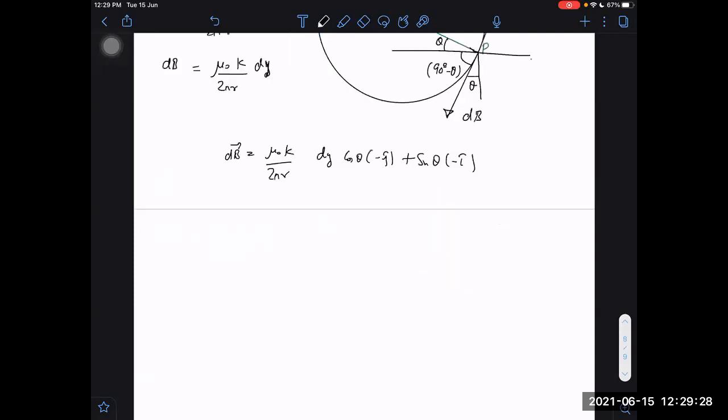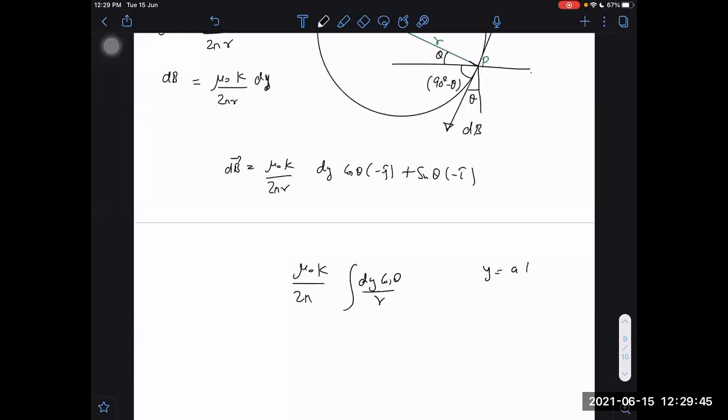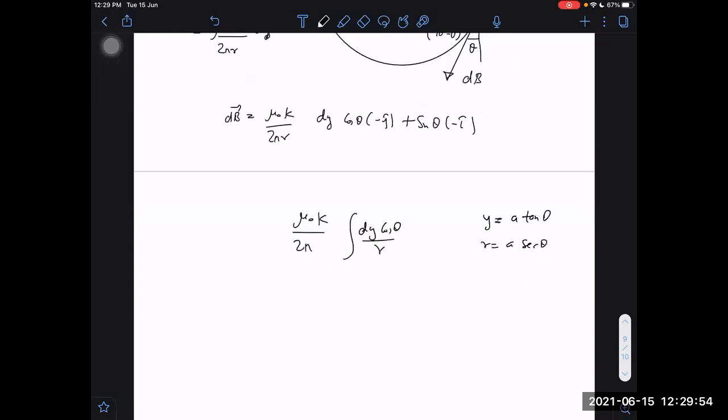Now I have to integrate one component at a time. Mu naught k upon 2 pi into dy cos theta by r. Let us integrate this first. What is the y value? y is equal to a tan theta, r is equal to a secant theta. Then dy is equal to a secant square theta d theta. I don't need dr, only r.